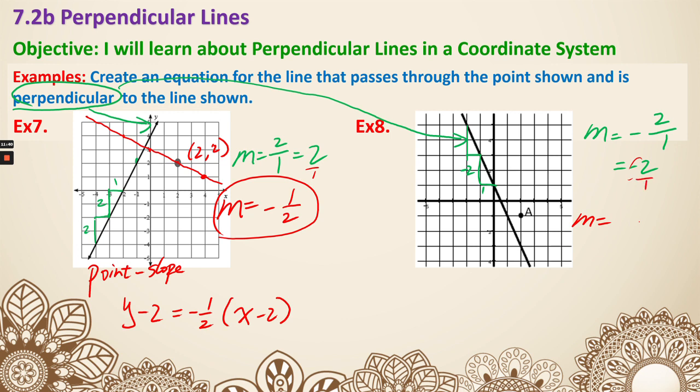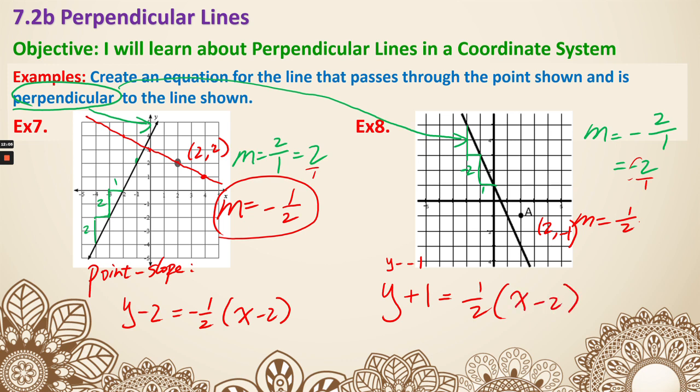Since that is 2 over 1, my new slope is going to be 1 over 2. This point right here is (2, -1). So my point-slope form is going to be y minus negative 1, which becomes y plus 1 equals 1/2, my new slope, times x minus 2 inside the parentheses.